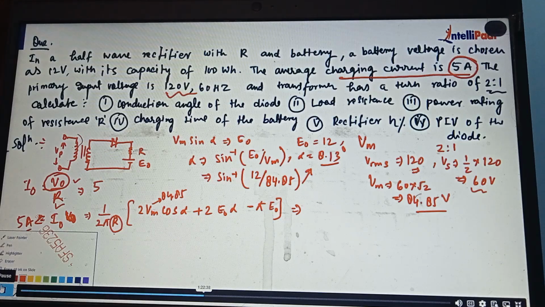You can put here. What is the value of alpha? You already know now, 8.13. E naught, it is 12 volt. Alpha, you have to put in radian per second here. Try to understand. Alpha is directly multiplied with the voltage, so this will come into radian. However, this will be in degree. And pi is also in radian, so this way we can calculate, 3.14. Can you calculate this? Try to tell me the answer.